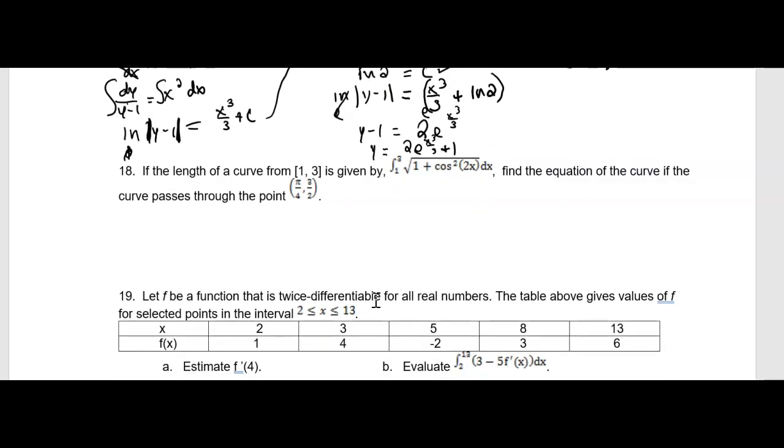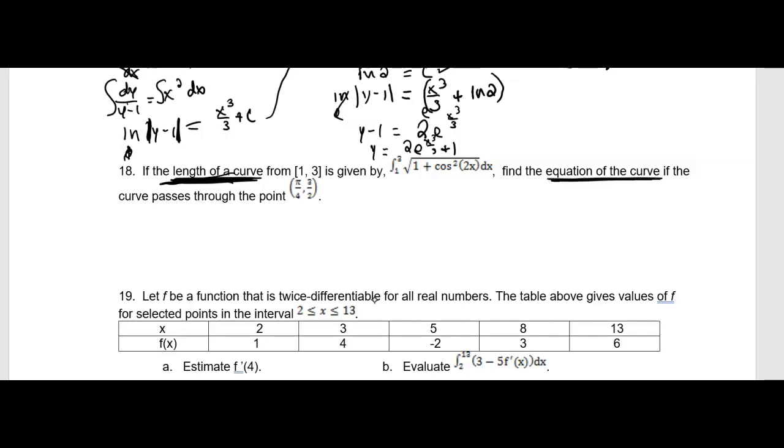All right, 18, length of a curve. Here's another tricky way that they gave this. This actually was a similar way that I presented this to you on your test, making you do a problem like this, where it's a length of a curve, so we would have to know that formula from before. From 1 to 3 is given by that.